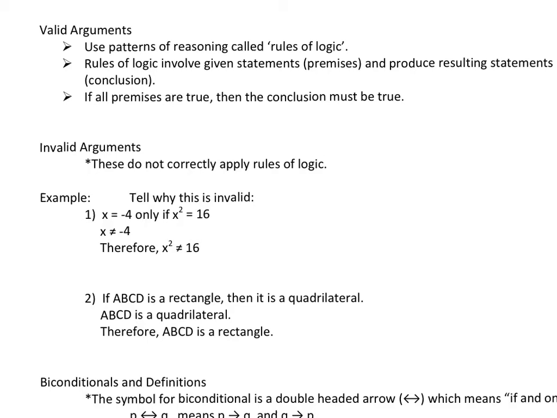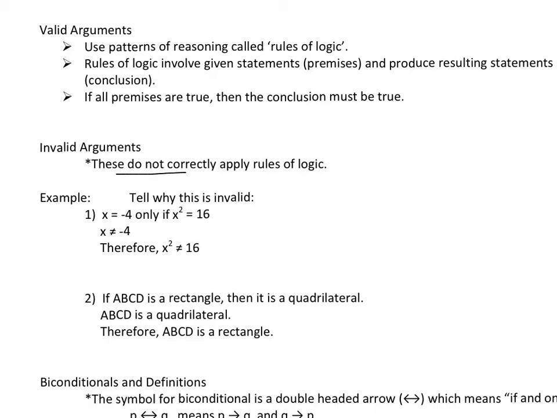In the previous video, we completed some examples using those rules of logic, and we made valid arguments. So we used the patterns of reasoning called rules of logic, and the rules of logic involved given statements or premises and produce resulting statements or conclusions that were true. So if all the premises were true, then the conclusions must be true. Sometimes it can be really easy to incorrectly apply those rules of logic, and that's exactly what invalid arguments are.